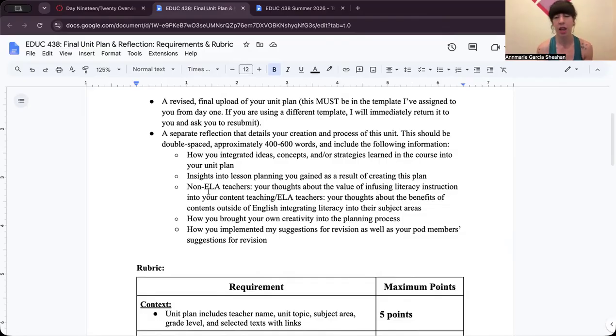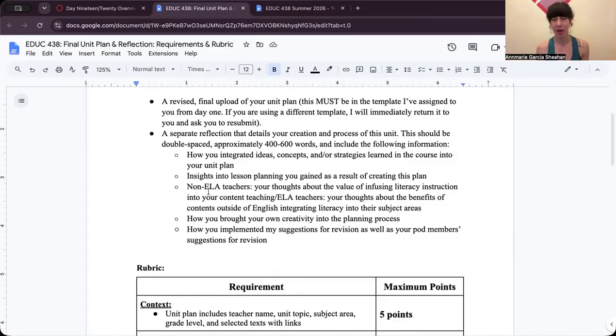You don't need to get crazy, but it needs to include the following information. The first point: how you integrated ideas, concepts, and strategies learned in the course into your unit plan. So this should be specific, right? If you incorporated some discussion activities from Jeff Sievers, bring that in. If you mentioned Diaz Martinez, bring that in. So anything that we covered in this course, material-wise, textbook-wise, etc., you want to talk about how you used that and how you integrated those resources into your unit plan.